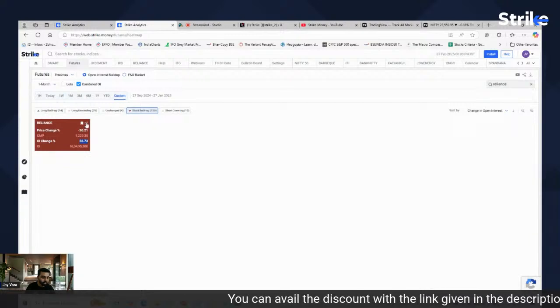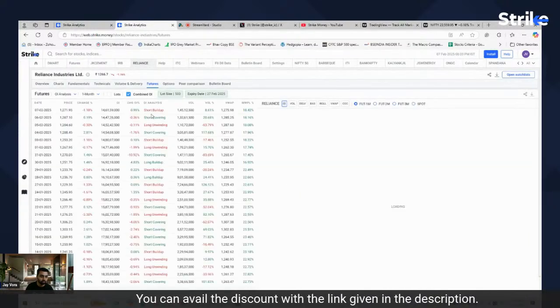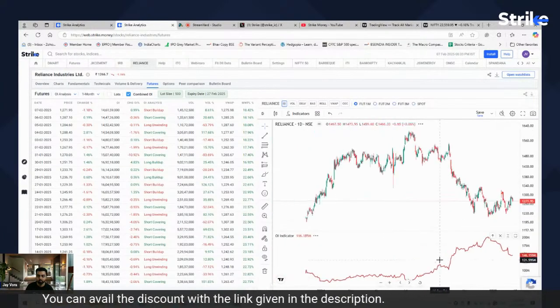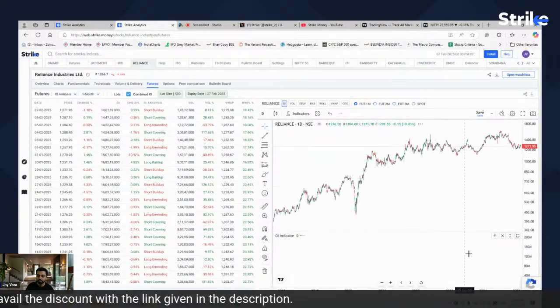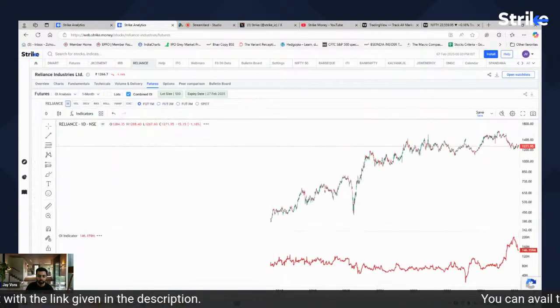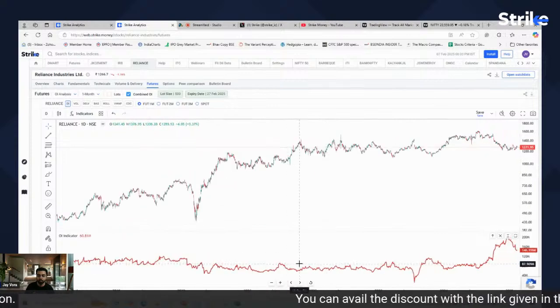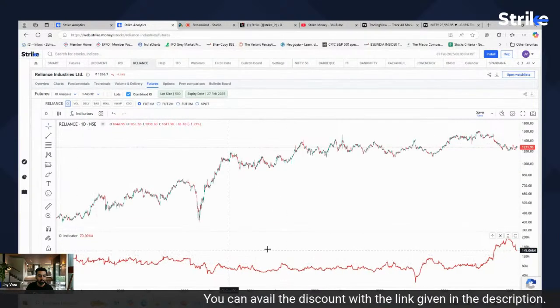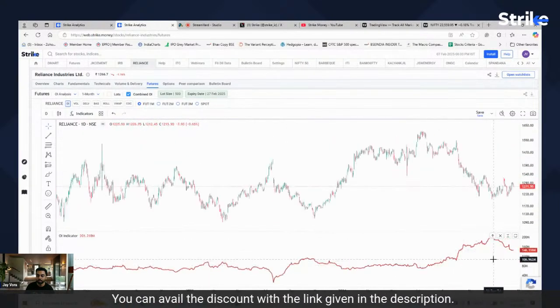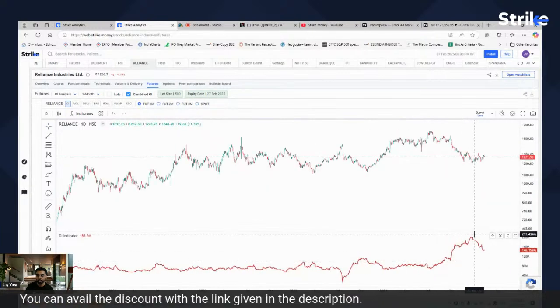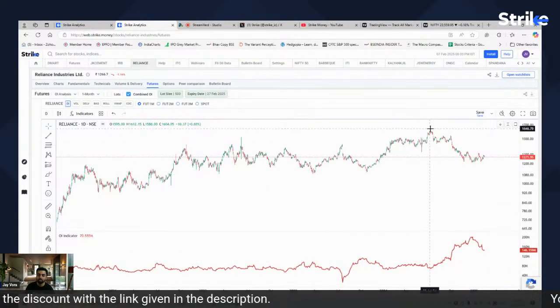So if I go inside Reliance and look at its chart, so you can see that the open interest was, you know, almost at an all-time high over here. Okay, you can see over here that it was a very high open interest that had happened. So it means there are a lot of shorts in this.